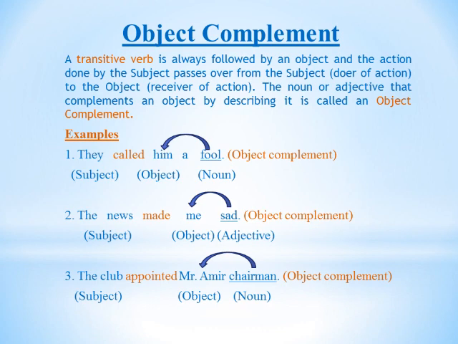Example sentence number 3. The club appointed Mr. Amir chairman. In this example sentence, we have appointed as the transitive verb followed by the object Mr. Amir, whereas chairman is the noun that modifies Mr. Amir. Therefore, chairman is the object complement in this sentence. Dear students, with this we conclude our today's lesson.